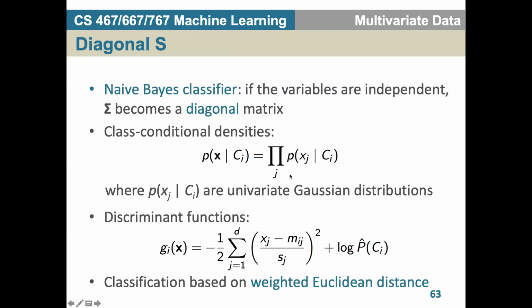Right, so this basically gives you the weighted Euclidean distance, because you have the diagonal elements that are still different. So it's like Euclidean distance but weighted. Right, it's already simplified a little bit.